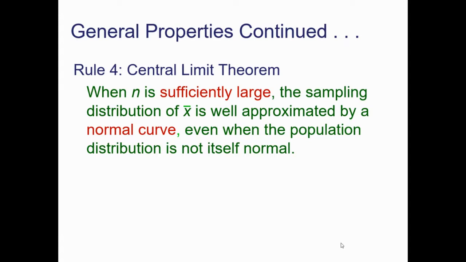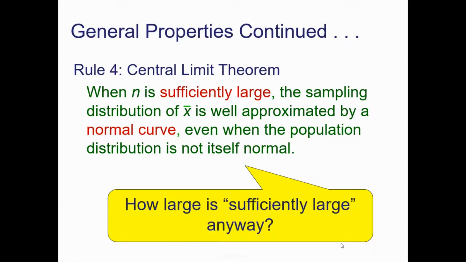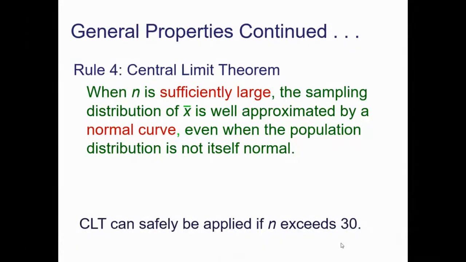But what do I mean when I say sufficiently large? Well, we can safely apply it if n exceeds 30. If n equals 30, then we're approximately normal.